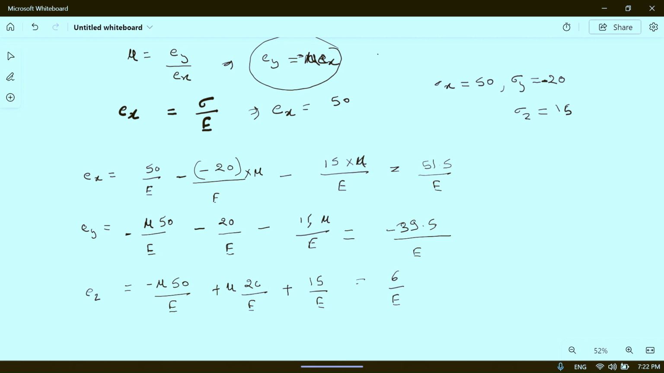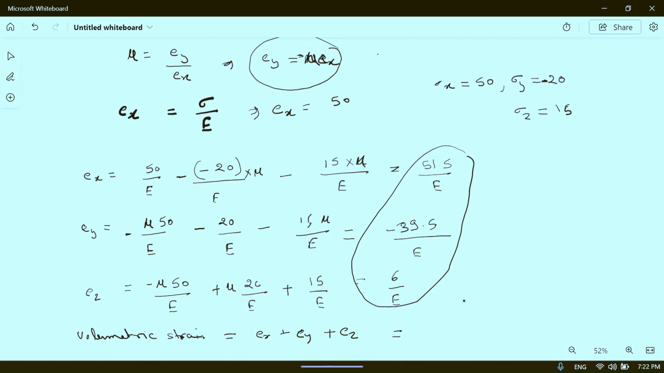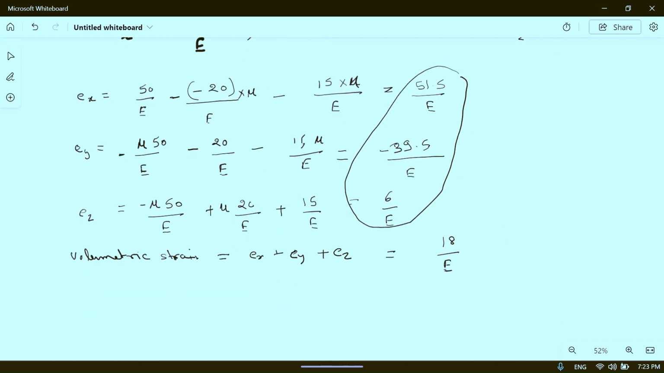Now we know that volumetric strain is equal to the sum of all the strains, Ex plus Ey plus Ez. If we add these three, then we will get 18 divided by E. So this is the volumetric strain. Now volumetric strain is 18 divided by E, which is equal to delta V, the change in volume, divided by initial volume.